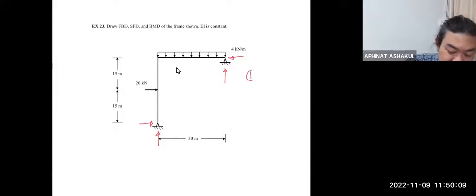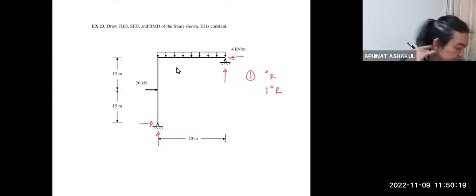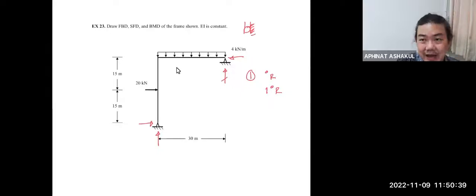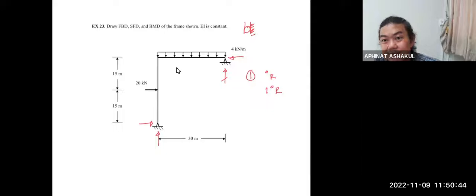So step number 1, the degree of redundancy: we now know it's 1 degree of redundancy. You can remove many things, but you can remove either one of the reactions. I myself would prefer to remove the horizontal one. Some would try to remove the vertical reaction. And now you end up having something like this. I guess it's still stable, but it's going to be something that you are not completely familiar with.